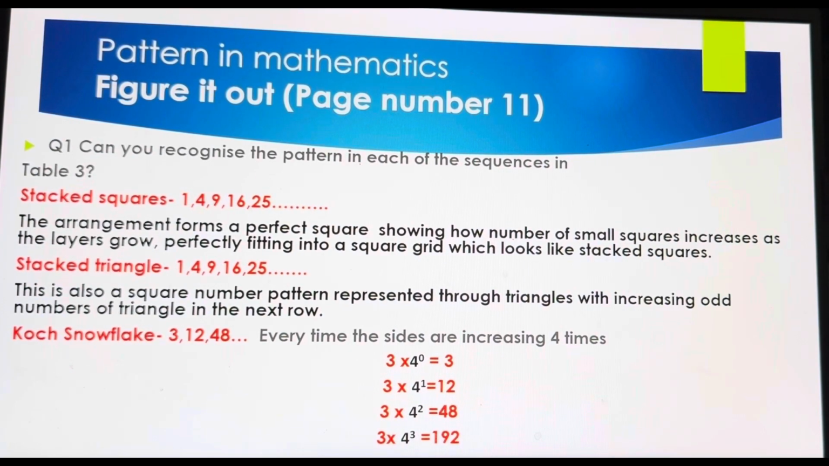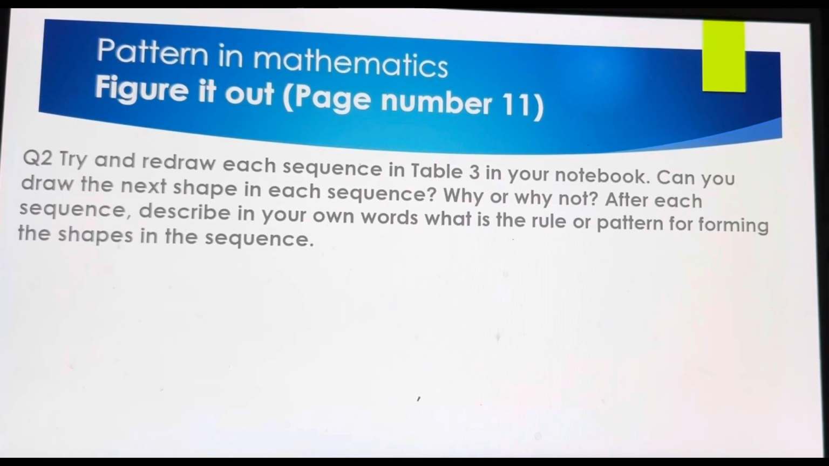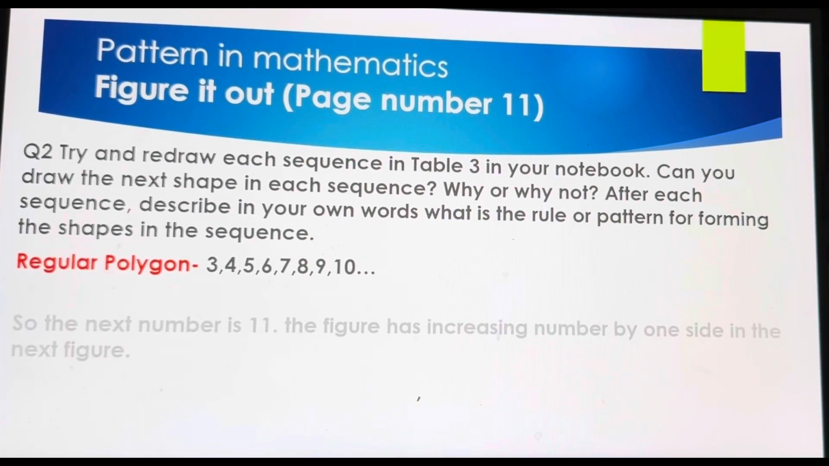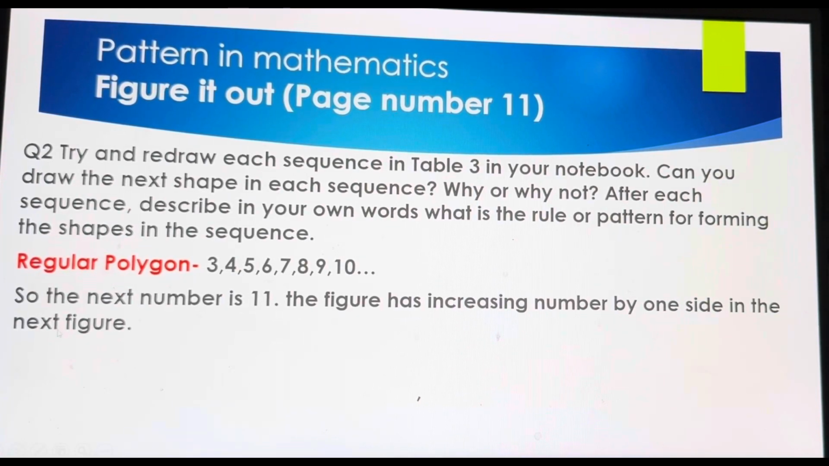Now comes the next question. Try and redraw each sequence. So regular polygon, if we see, we just saw that the numbers which were given are 3, 4, 5, 6, 7, 8, 9, 10. So the next number naturally will be 11. So a figure with 11 sides, but it should be a regular figure where all sides are equal. So how can we draw? We can draw it like this. So a regular polygon with 11 sides is the answer.